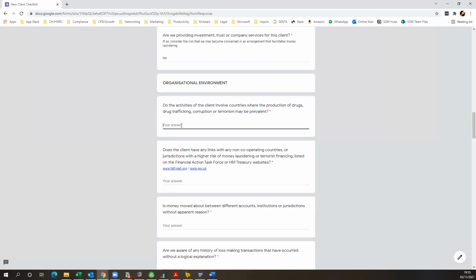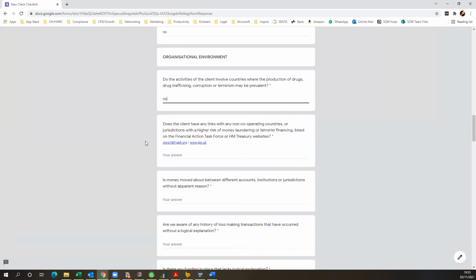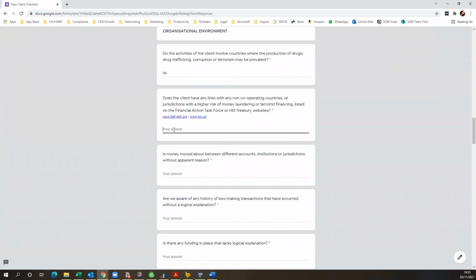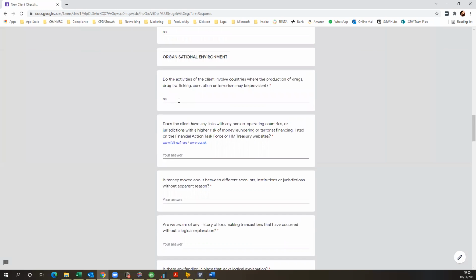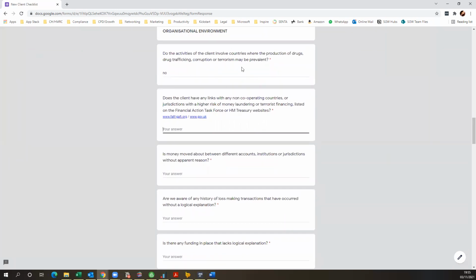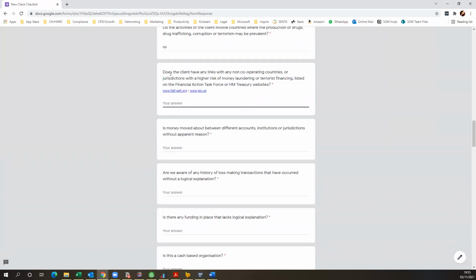For the most part, most of our clients will be dealing primarily with the UK. I think at the moment we've only got one client that deals with a couple of European countries, and that's about the extent of it. But if they are likely to be dealing with, say, Mexico or some of the countries in Africa, then we may want to be aware of some problems there.